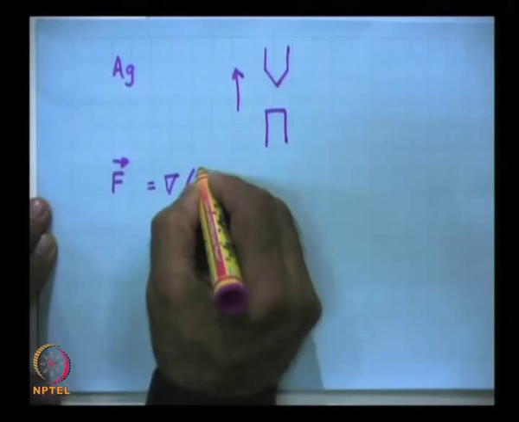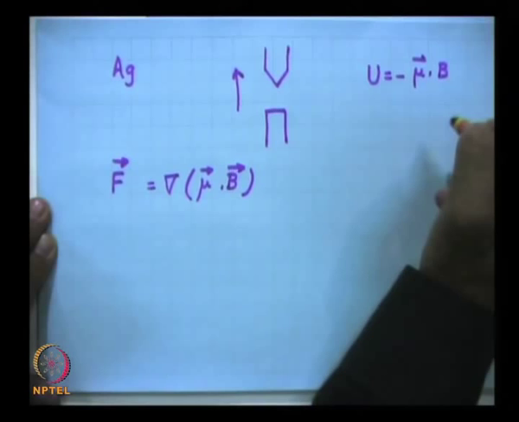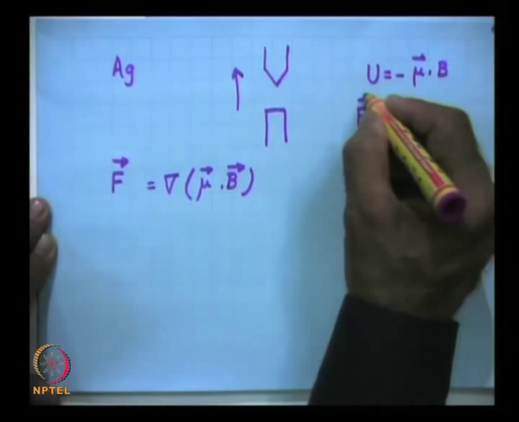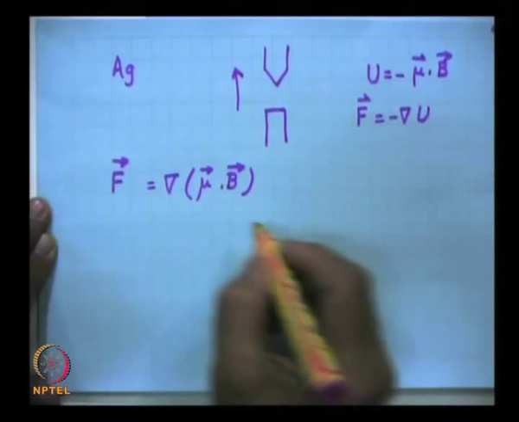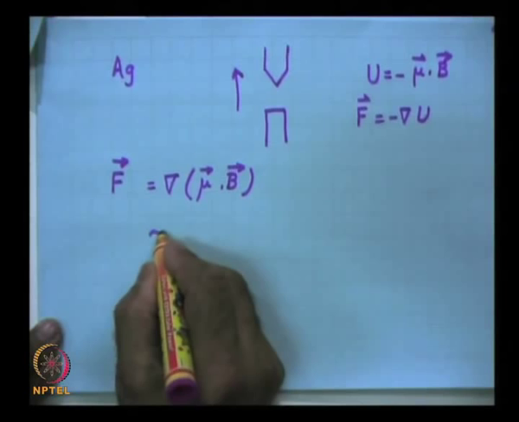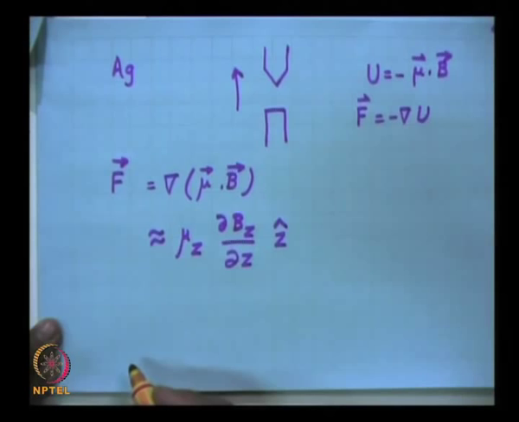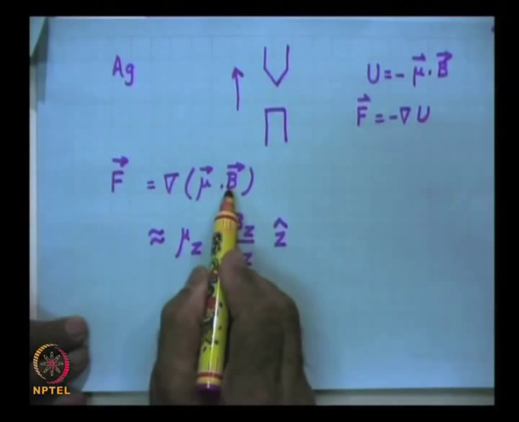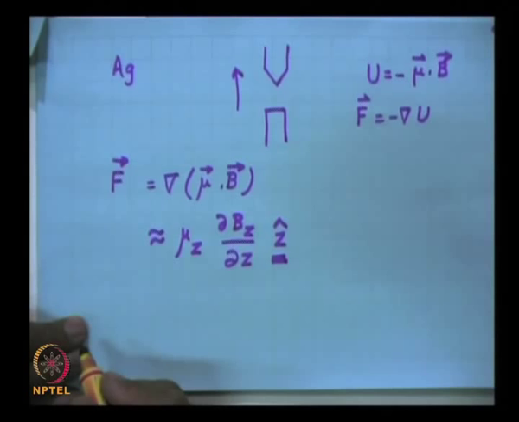Actually, the interaction energy is equal to minus mu dot B, and the force is equal to minus gradient U. So this is equal to gradient of mu dot B, and if the magnetic field is predominantly in the z direction, then this is approximately mu z times delta B z by delta z into z cap. So if I apply an inhomogeneous magnetic field in the z direction, the force is predominantly in the z direction, and the magnitude of the force is proportional to mu z.